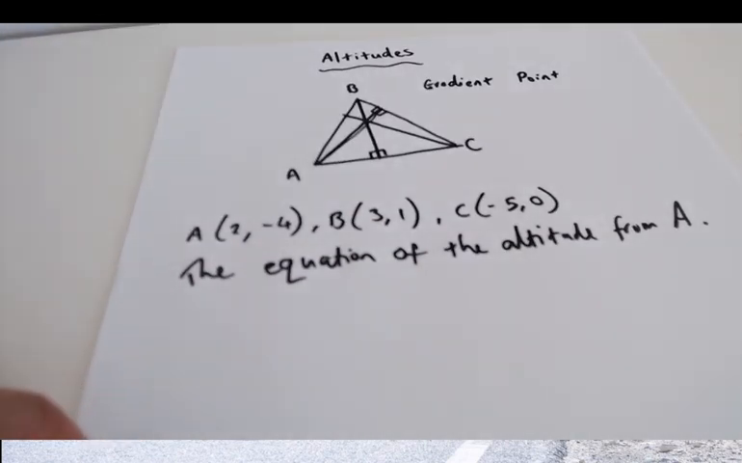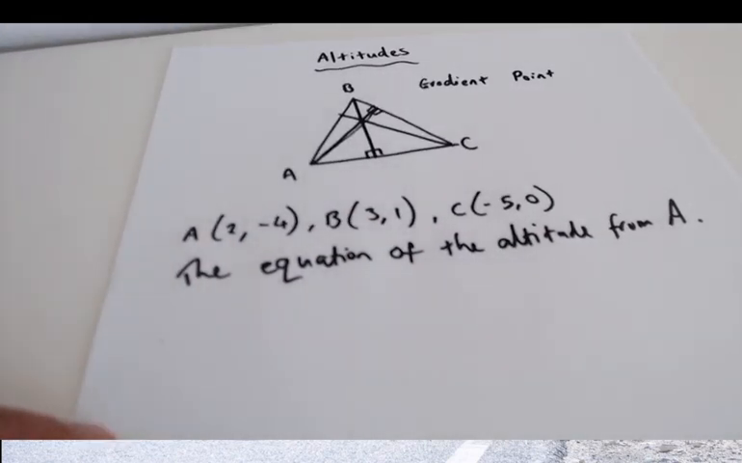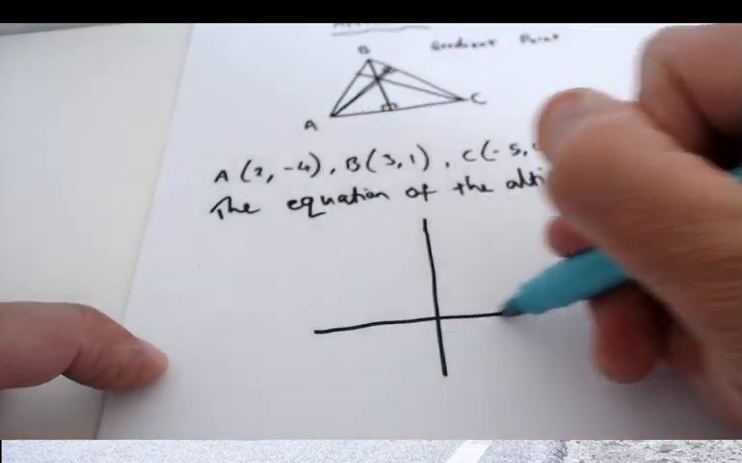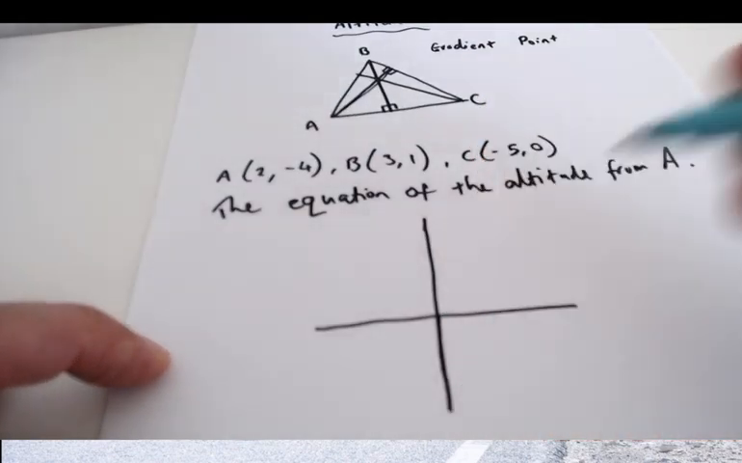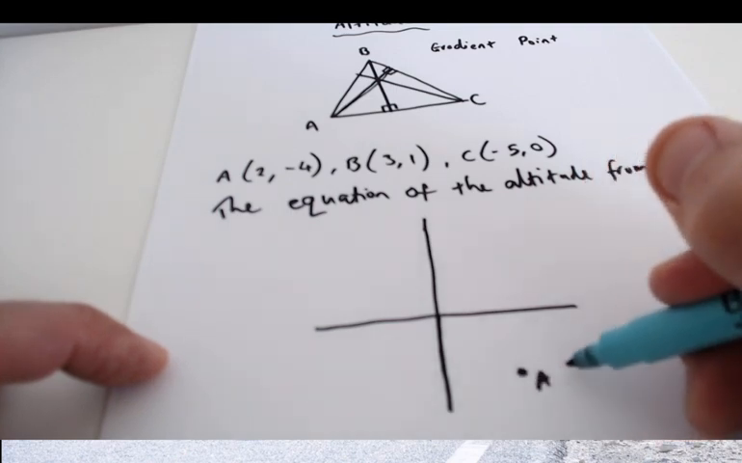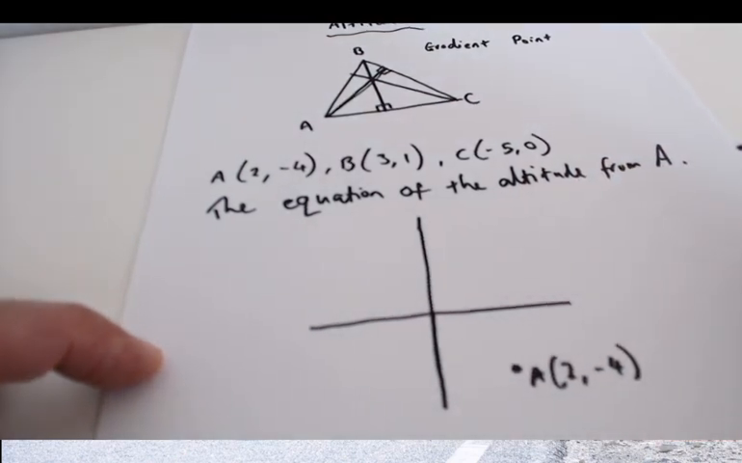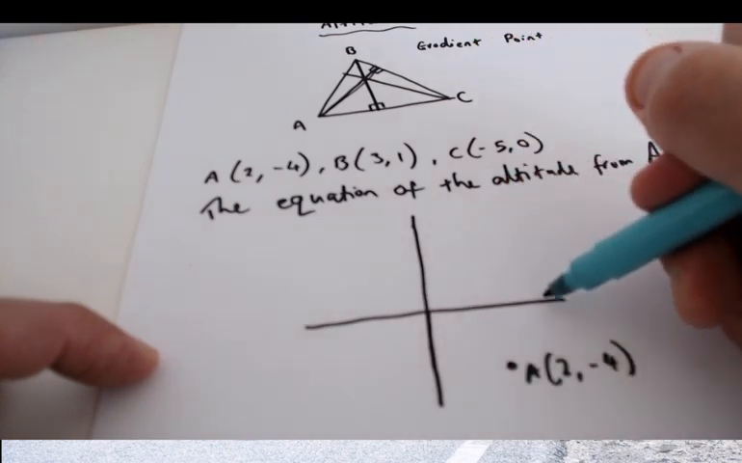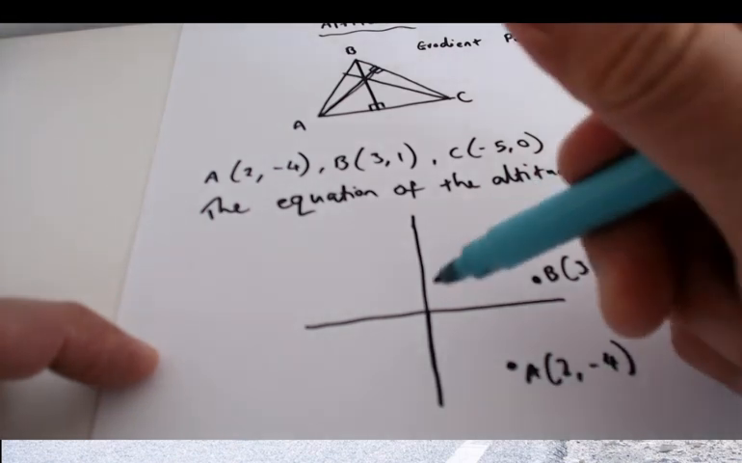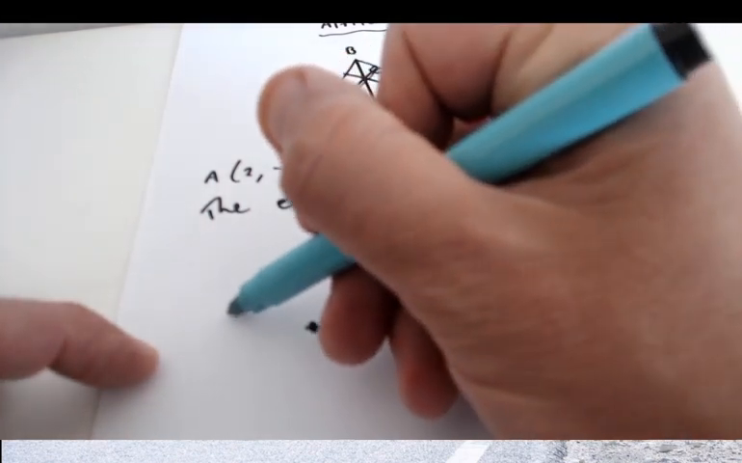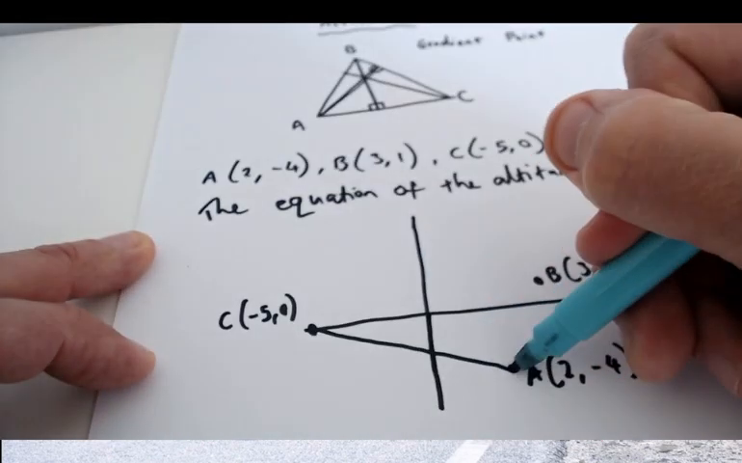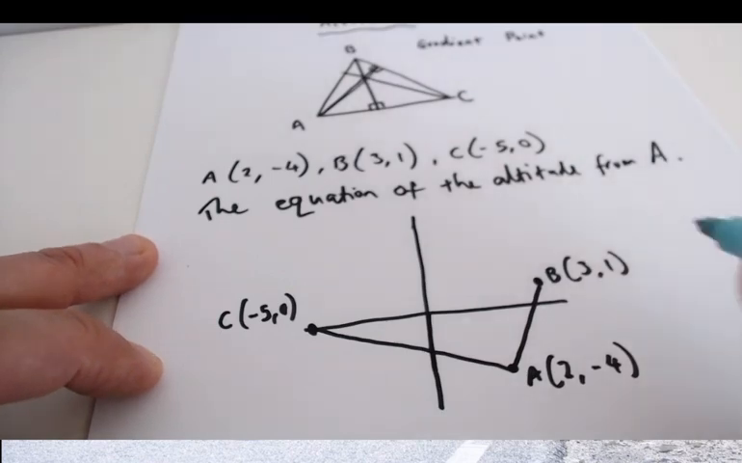Okay. Now, because it's the first one, I think I will draw it out just so you can see what this actually looks like. So, little coordinate diagram. Let's extend this down a little bit. So I've got A, which is (2, -4). I've got B, which is (3, 1). And I've got C, which is (-5, 0). And they go together to make my triangle.